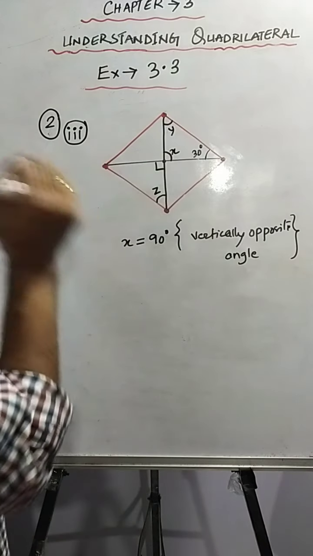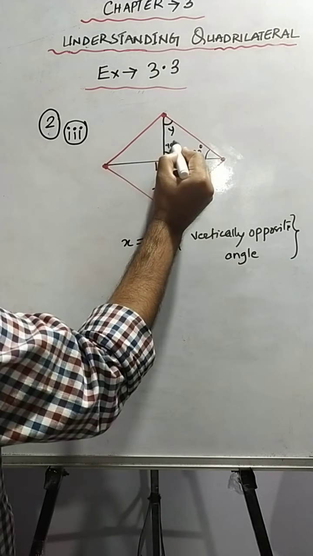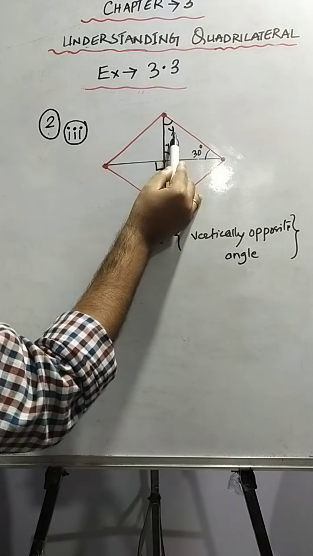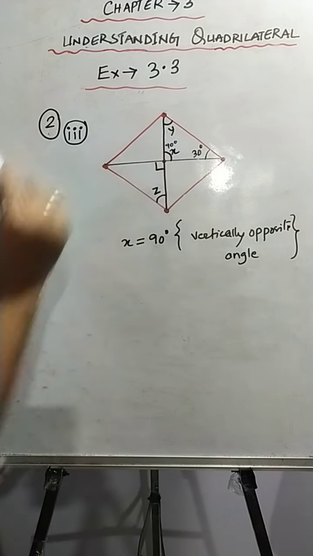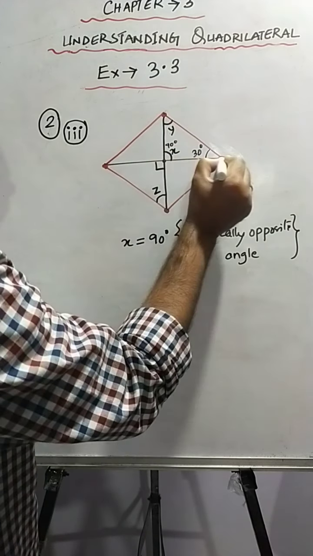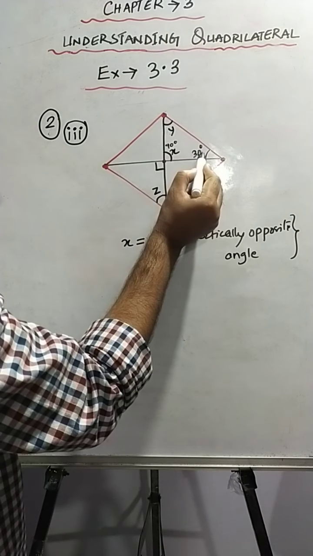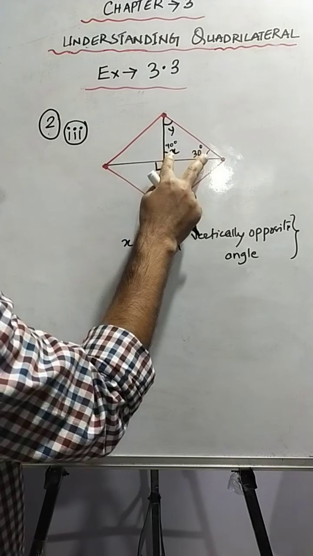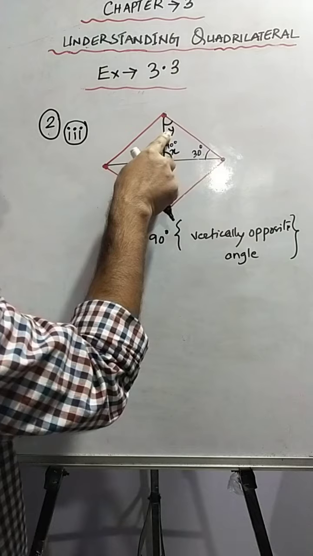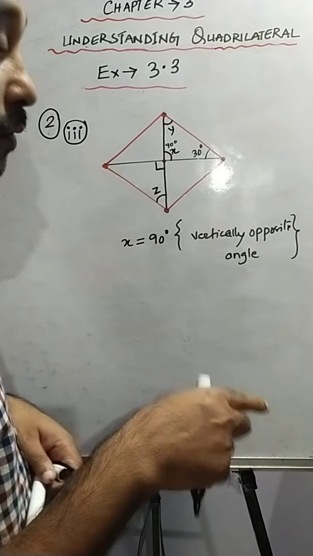Now if this is 90, so what will be the value of this y? So y would be what? This is a sum, this is a triangle. So in this triangle we are aware of two angles, isn't it? Now we have to find out the third angle. So to get the value of the third angle, we'll use the angle sum property of a triangle.